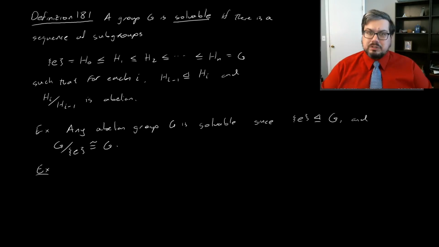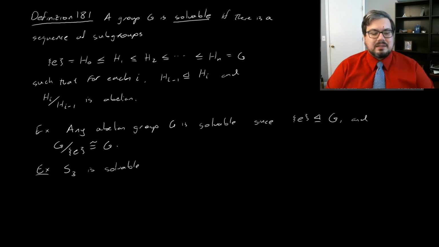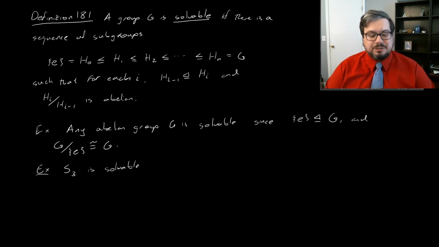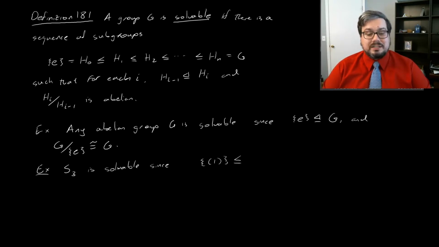For a less trivial example, we have that S3 is solvable. We looked at that last time as the Galois group of the splitting field of x cubed minus 2 over the rationals. In order to prove this, we need to come up with a sequence of subgroups. We're going to take the trivial subgroup, which we always have to start with, and then the subgroup generated by the 3-cycle (1 2 3), which is a subgroup of S3.